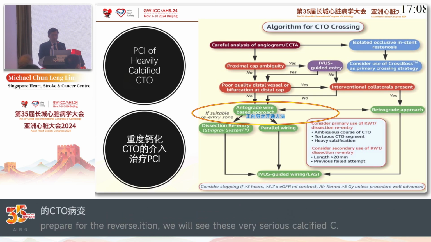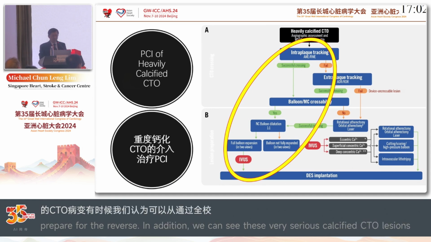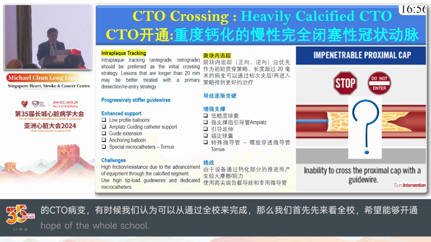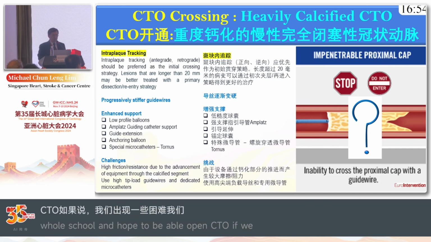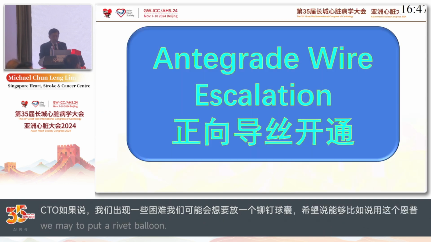So if we look at heavily calcified CTOs, and if you think that you are able to do an antegrade approach, firstly, we will look at using the antegrade approach first to try to do a CTO. And if you expect difficulties, you will want better support. So you might have an anchoring balloon, you might have a better guider like an M+ guider, and you might need some special microcatheters as well.